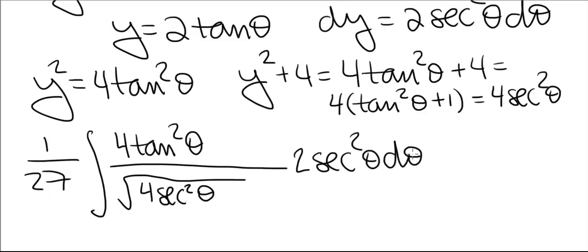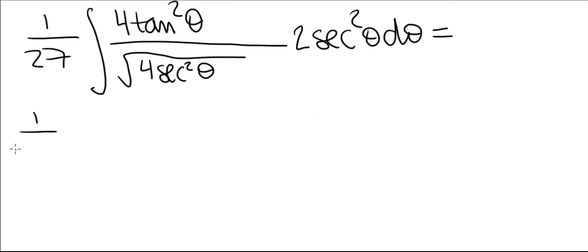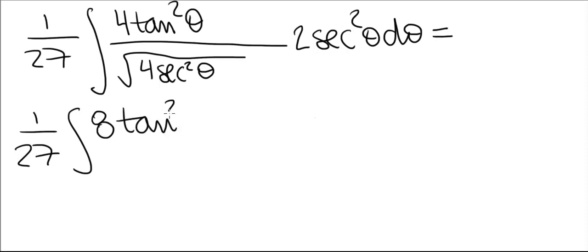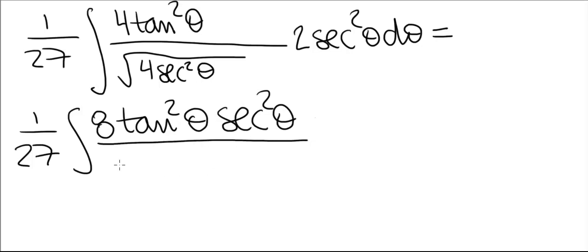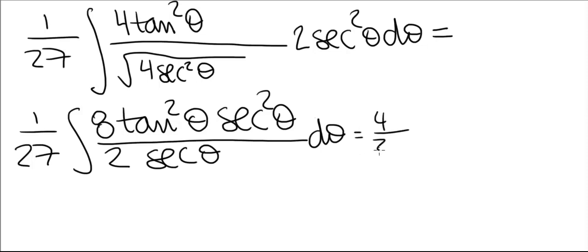We want to simplify this as much as possible. We can assume the square root of secant squared is secant. So this is what we have. We have 1/27. 4 times 2 is 8 tangent squared theta times secant squared theta. From the denominator, square root of 4 is 2. We can assume square root of secant squared is secant, and then d theta. So 8 divided by 2 is 4. We have 4/27 out in front, and then secant squared over secant is secant. So the integral we have left is tangent squared theta times secant theta d theta.